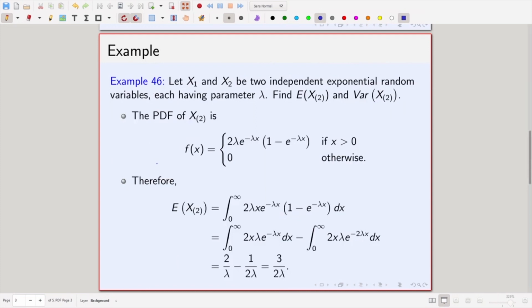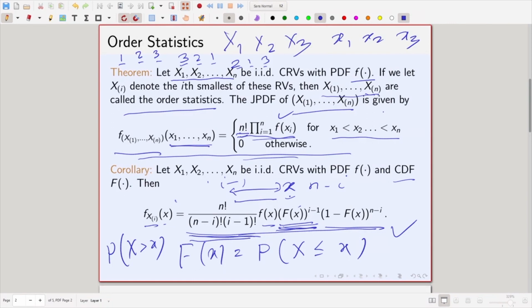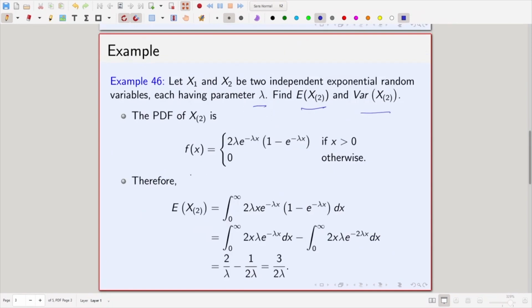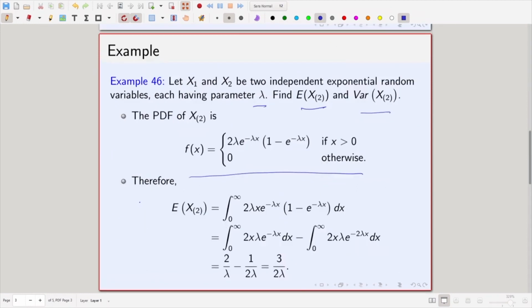Okay, now let us see an example. Let x1 and x2 be two independent exponential random variables, each having parameter lambda. Find expectation of x2 and variance of x2. So, we will use the previous thing. Now, we get from this corollary that the PDF of x2 is given by this. That is easy to see just using this formula.